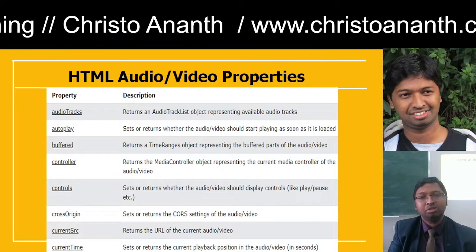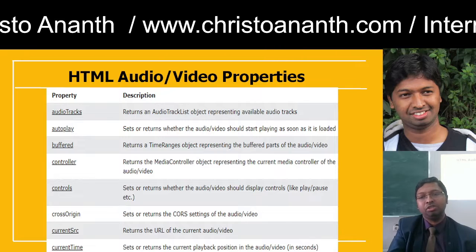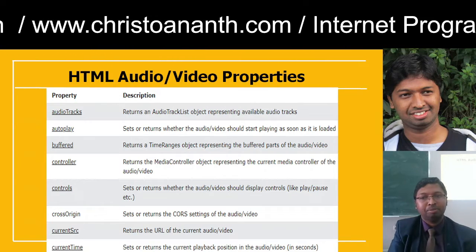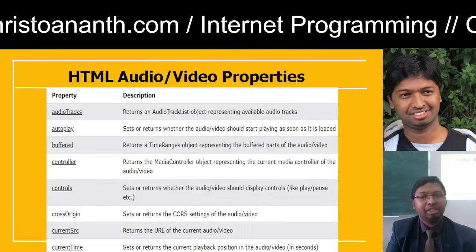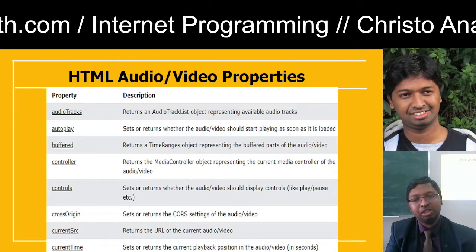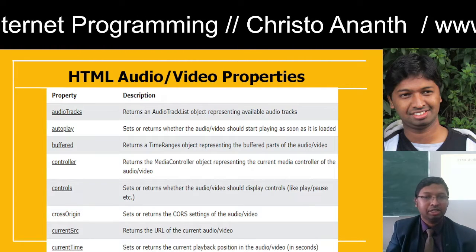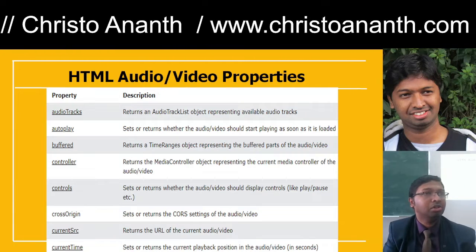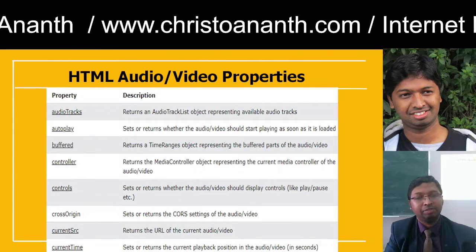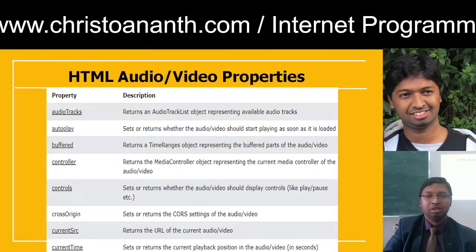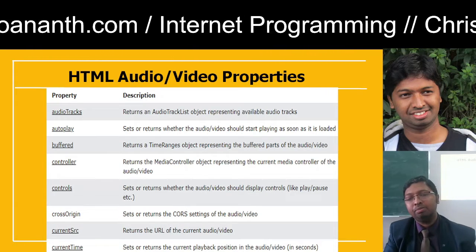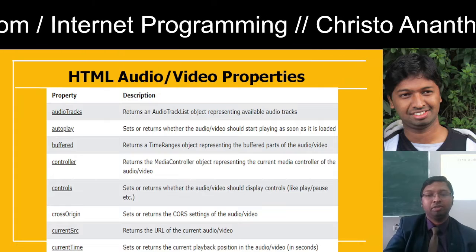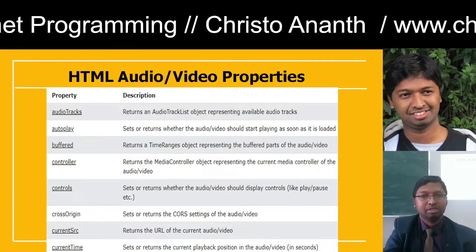Controls sets or returns whether the audio or video should display controls like play or pause. Then crossOrigin returns the CORS settings of the audio and video. currentSrc returns the URL of the current audio or video. Finally you have currentTime, which sets or returns the current playback position in the audio or video, measured in seconds.